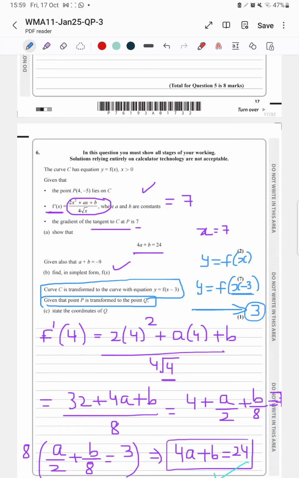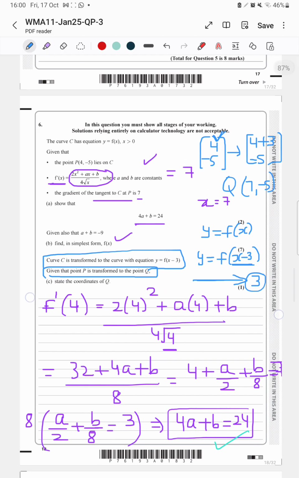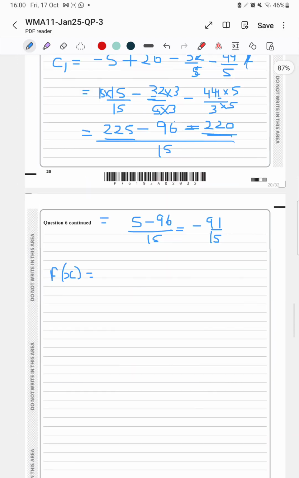They said P is transformed to a new point Q. So point P is (4, negative 5). If it is transformed horizontally by 3 units to the right, there will be a change in this 4. This 4 will become 4 plus 3, and minus 5 will not change. So we will get the new point as (7, negative 5), which is the coordinates of Q. Now we have our next question.